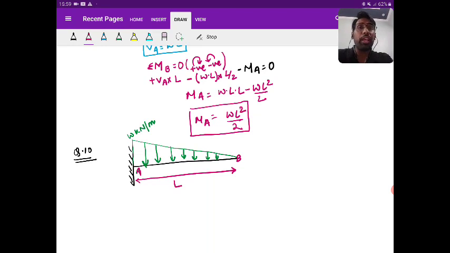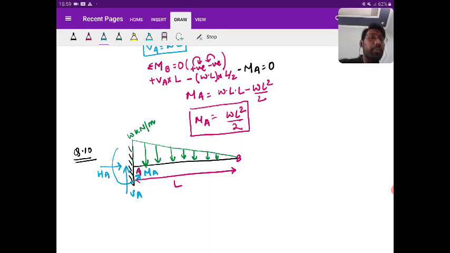Again, we are going to assume the support reactions: VA, HA and MA. These are the three forces. Come on, find the reactions using the equilibrium equations.